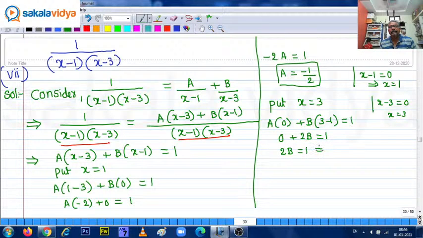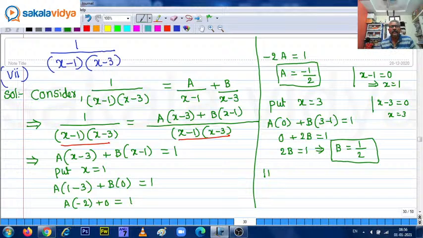That implies what is the value of b? Yes, b equals 1 upon 2. Am I correct? You can check the calculations also. So b is positive and a is negative. First write down b, next write down a. Partial fractions. Hence, keep the two parts in your description, please.